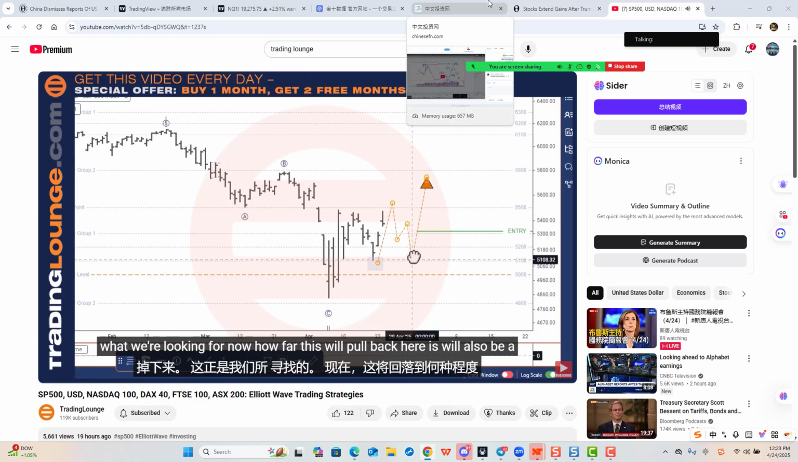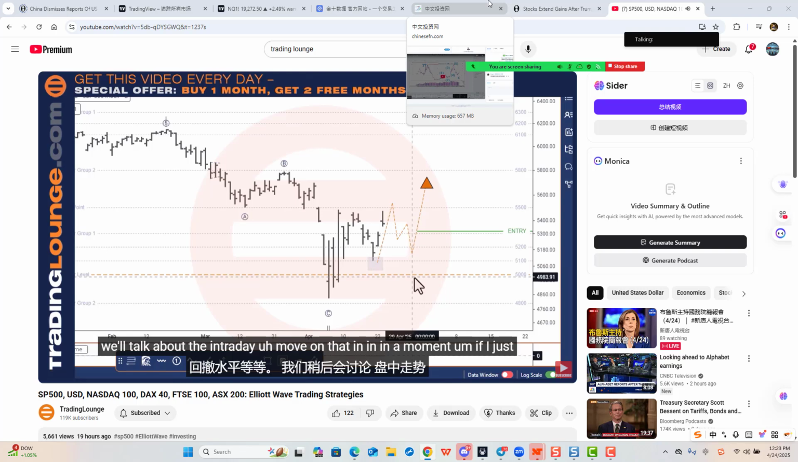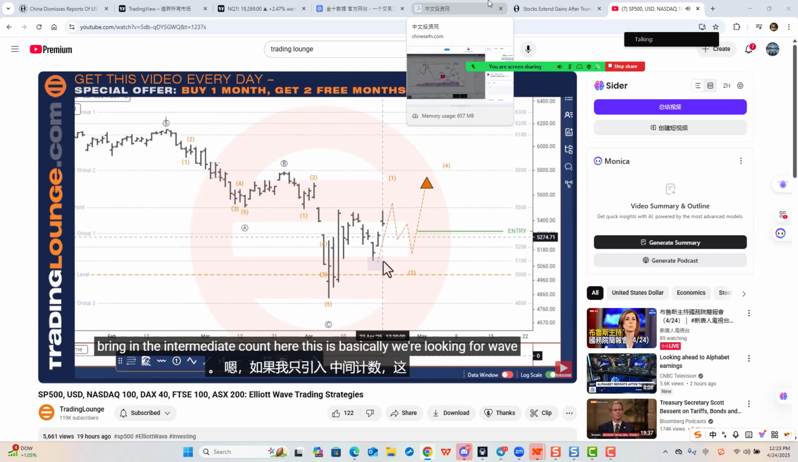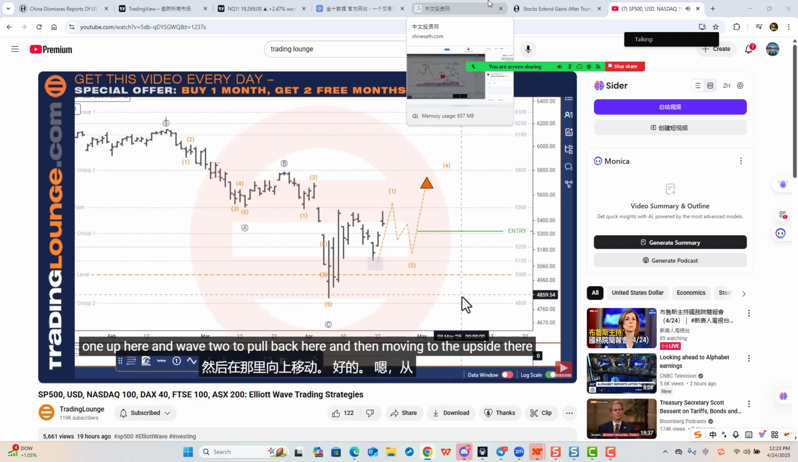Now, how far this will pull back will also be a little bit of a mystery. We can look at the 61.8% retracement level and so on. We'll talk about the intraday move on that in a moment. If I bring in the intermediate count here, we're looking for wave 1 up here and wave 2 to pull back here and then moving to the upside there. Okay.